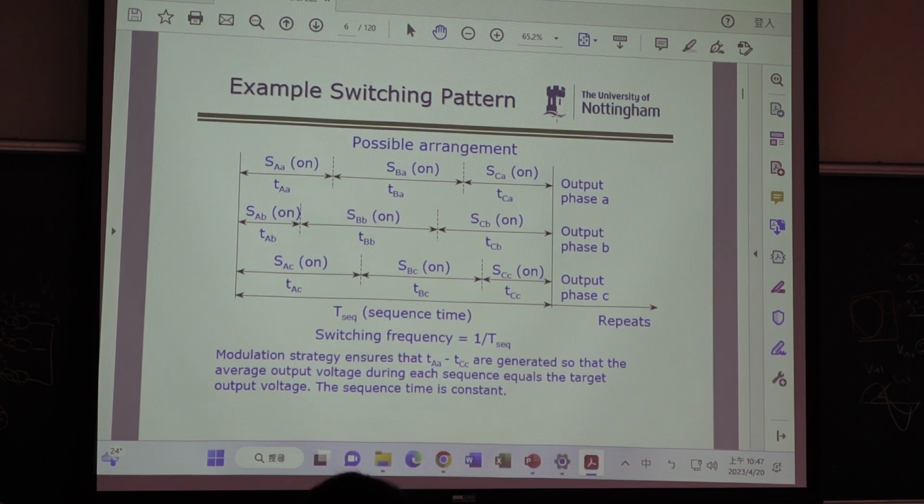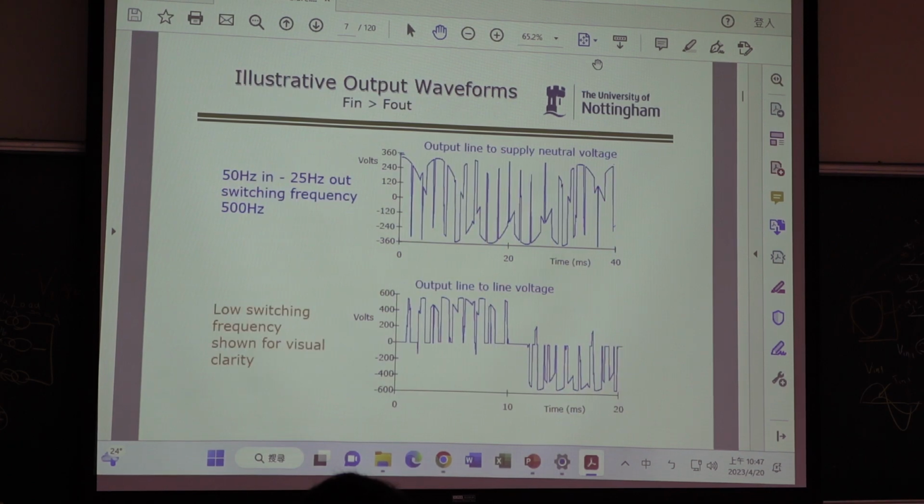So this is the matrix converter. Why don't we push 10 kilohertz? Because the computation is too long. We need a lot of computation. So what is the voltage? You can see the output voltage like this. This is fine. This is line to neutral phase voltage.